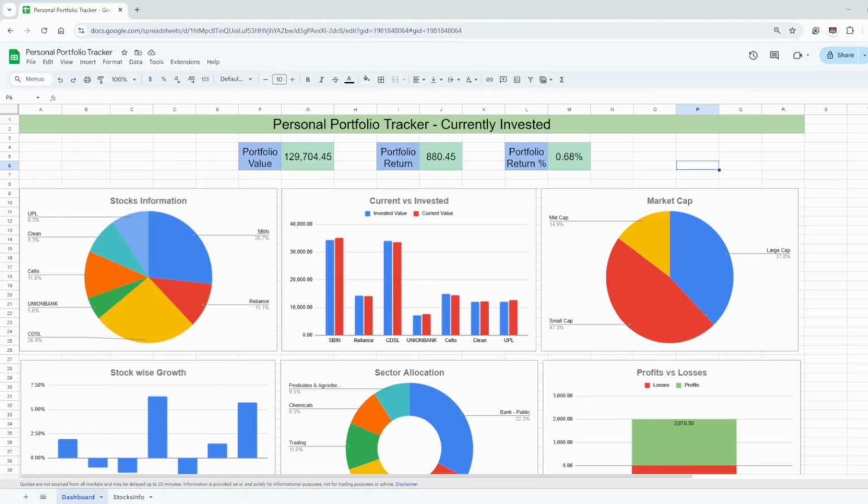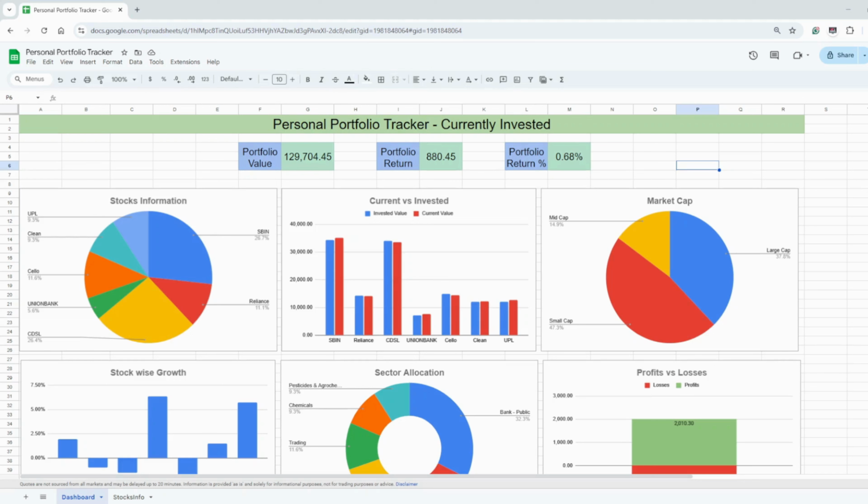Are you tired of stock apps that just show numbers but no real insights? That's why I have built my own portfolio tracker that shows everything I need to know in one place. In this video, I will show you how I track all my stocks, their returns, sector allocation, and market cap allocation in a simple dashboard using Google Sheets.